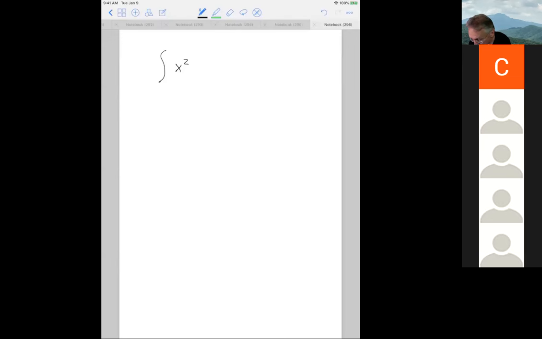But let's say we're going from 0 to 2. Let's go from 0 to 3. It comes out to a nice even number, okay? The integral from 0 to 3 of x squared dx. Part of what you need to write on this is the dx.